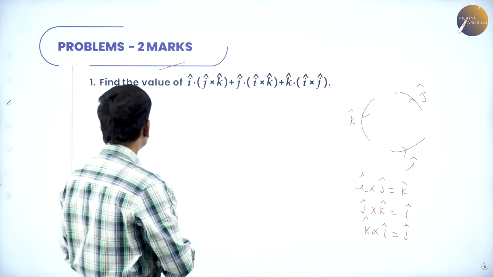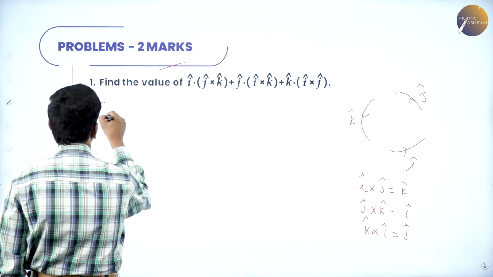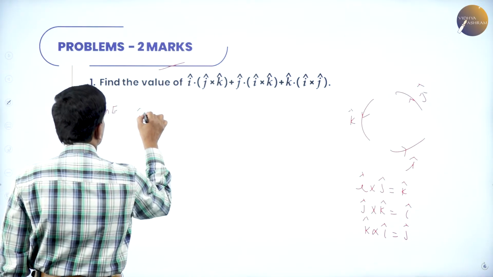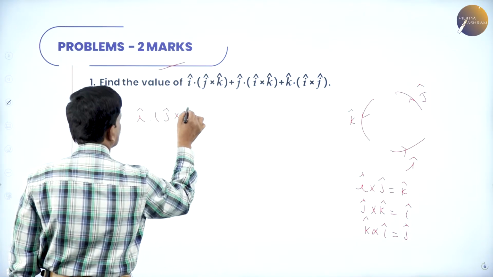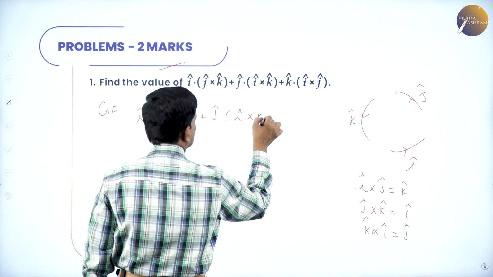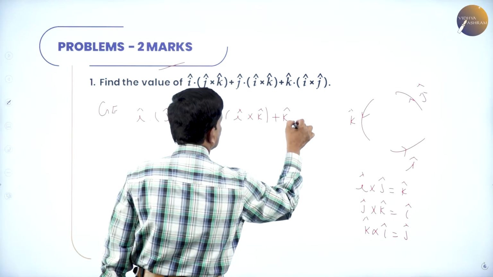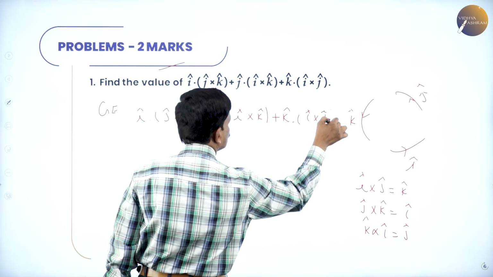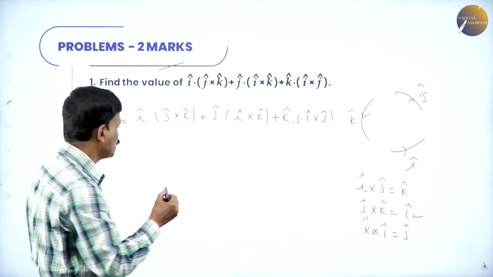Now, let us take this problem. What is the problem given? This is the given equation. What is the given equation? I dot J cross K plus J dot I cross K plus K dot I cross J. Okay. This is the given equation.